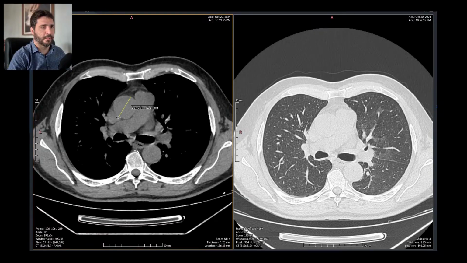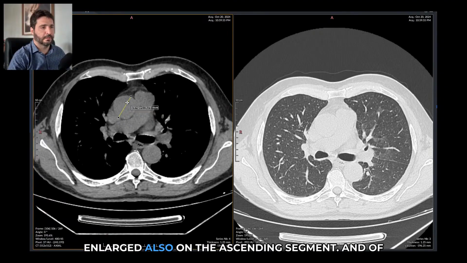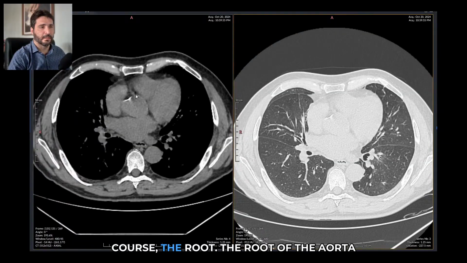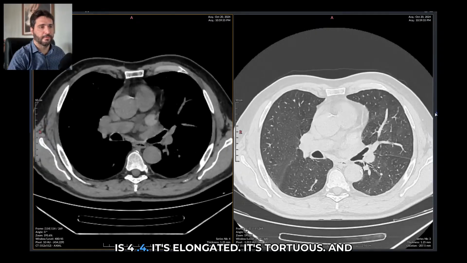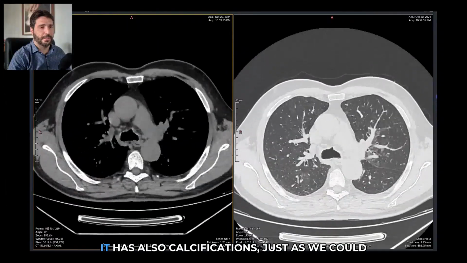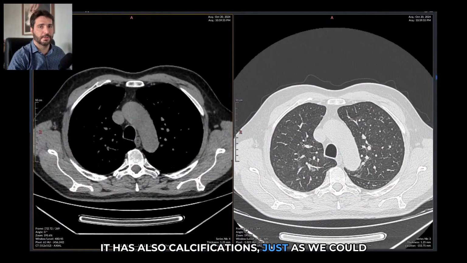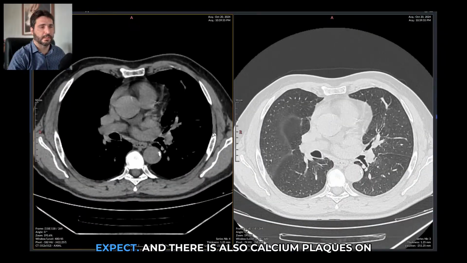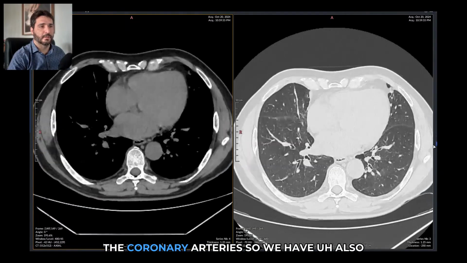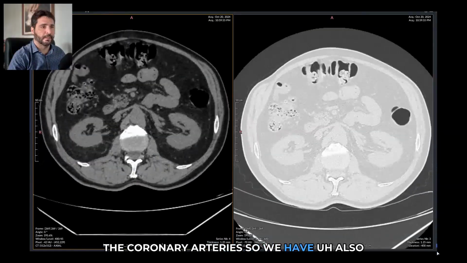Yeah. Let's see the aorta. The aorta is mildly enlarged also on the ascending segment. And of course, the root of the aorta is 4.4. It's elongated, it's tortuous, and it has also calcifications, just as we could expect. And there is also calcium plaques on the coronary arteries.